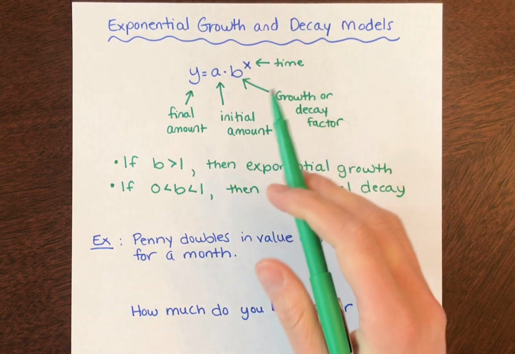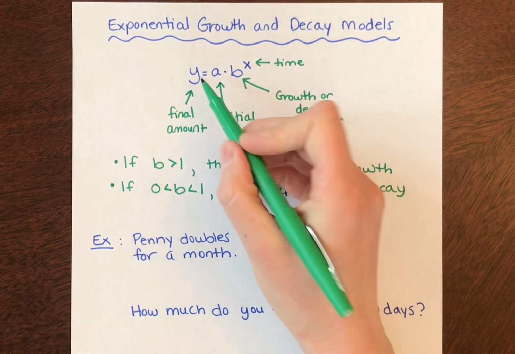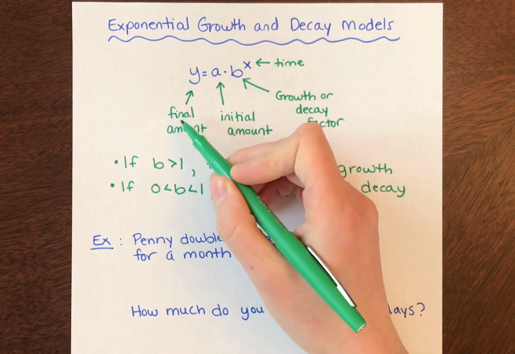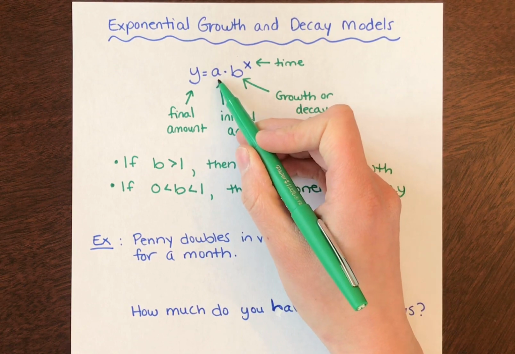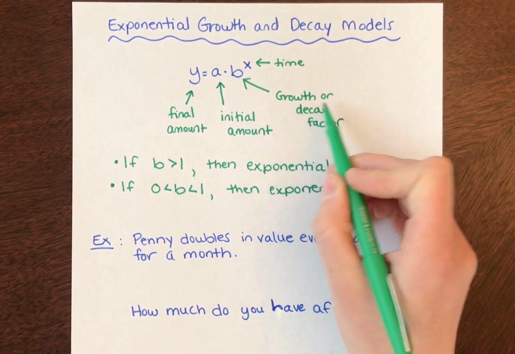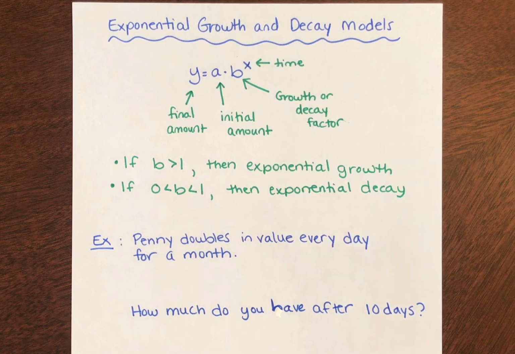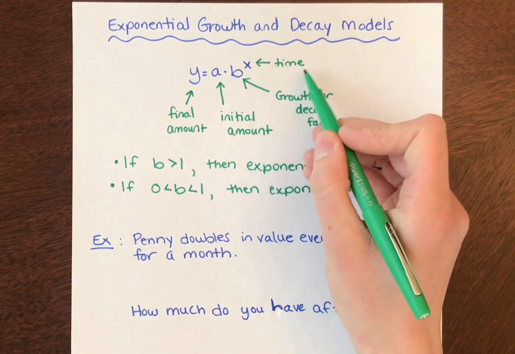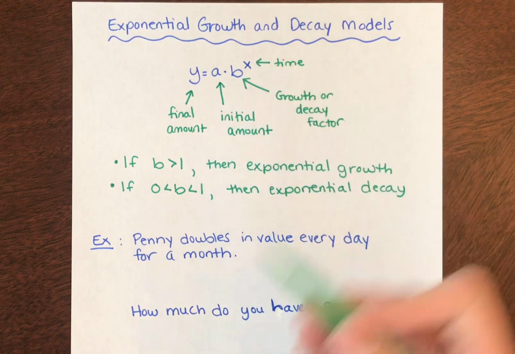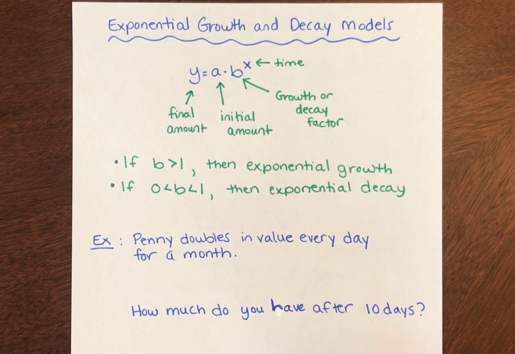So if we kind of break this equation down, the y value, or your output, is like your final amount. The A value is your initial amount, so whatever you're starting with. The B value is what we call our growth or decay factor. So that could be like if something doubles or triples or increases by a certain percent, that B value is like how much these values are increasing or decreasing by. And the time is your X value. Right? So whatever you plug in for X is going to represent the time.